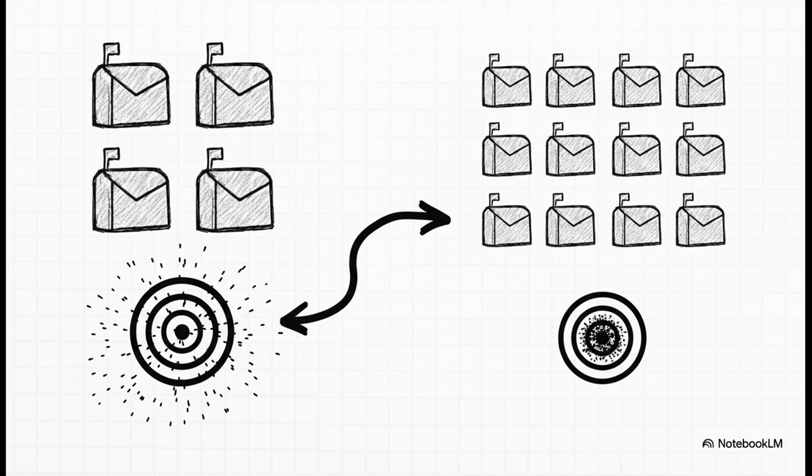So what does this all mean in practice? Well, there's a simple rule of thumb here. If you want to cut your error rate in half, in other words, to double your accuracy, you just need to use 4 times the memory, or 4 times as many mailboxes. It's a very predictable relationship.